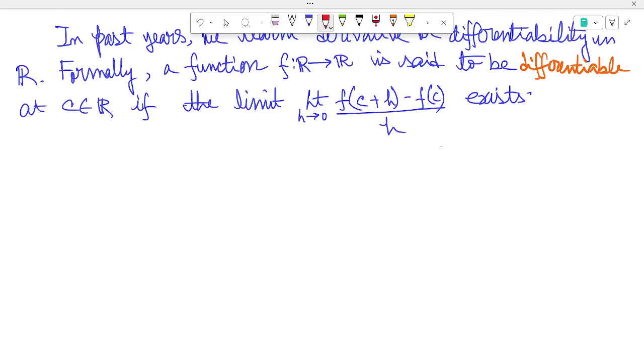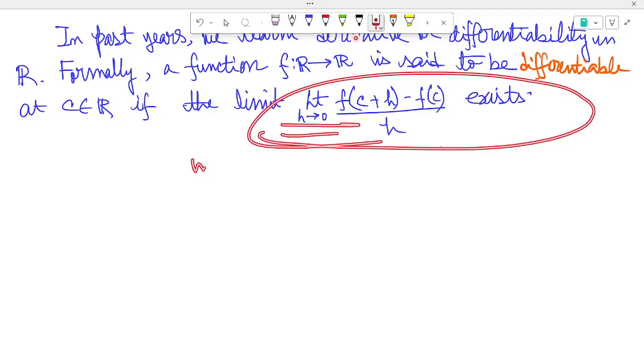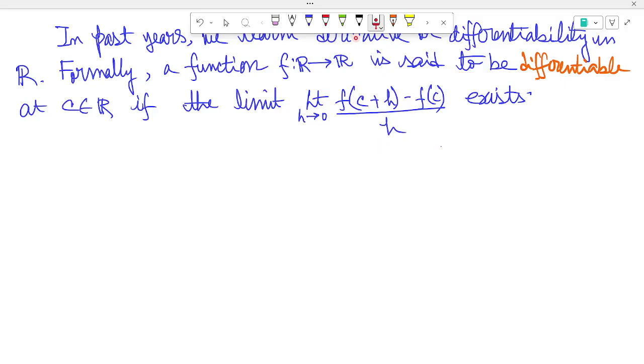This is sometimes phrased as limit x tends to c, f of x minus f of c by x minus c. Whatever. So in anything, this was the definition in R. Fine.